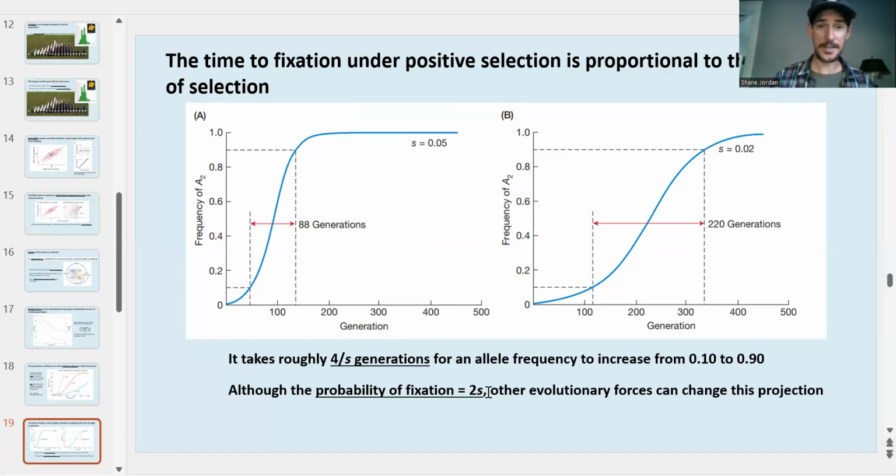change this projection. Again, 500 generations is a very long period of time. The other evolutionary forces that we know exist are likely to emerge at some point within the course of 500 generations, especially if an organism's generation time is long.